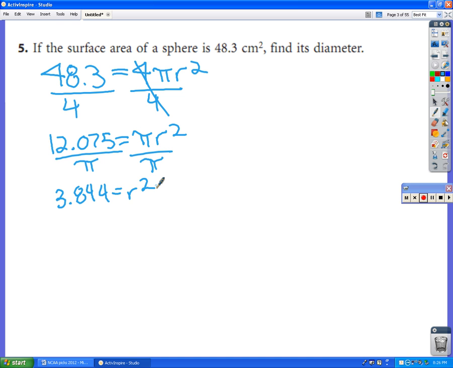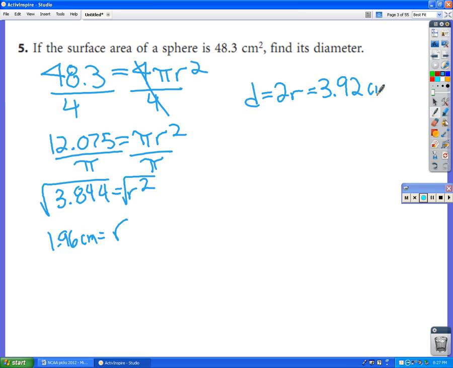And then to find what the radius is, I need to take the square root of both sides, because the square root and the squared will cancel each other out. And so the radius comes out to be approximately 1.96 centimeters. If we know the radius, then finding the diameter is pretty easy, because that's always 2 times the radius. So you multiply that by 2, and I come up with an answer of 3.92 centimeters for my diameter.